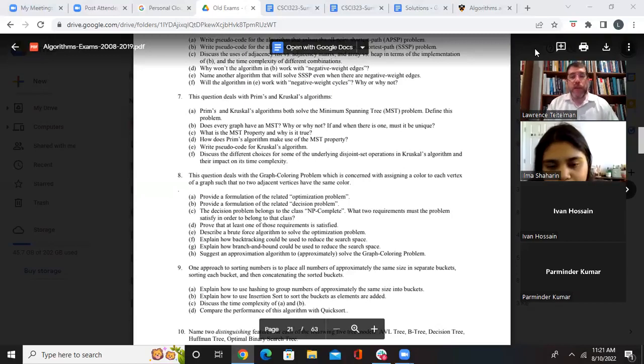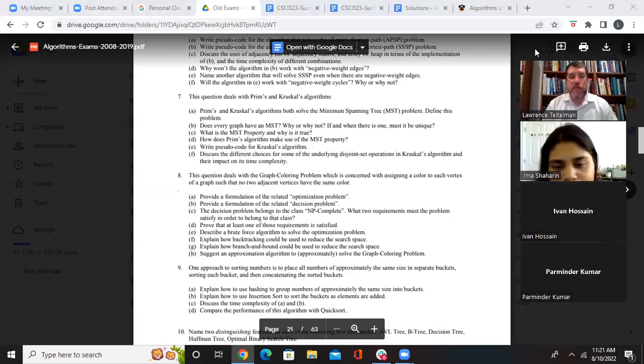All right, provide a formulation related to the decision problem. A decision problem would be a yes or no. Can you do it with 5 or fewer colors? Can you do it with 3 or fewer colors? That's a decision problem. The decision problem belongs to the class NP complete. What 2 requirements must the problem satisfy in order to belong to that class? Number 1, it needs to be in NP. Number 2, it needs to be NP hard.